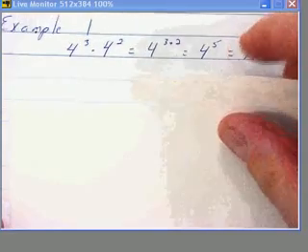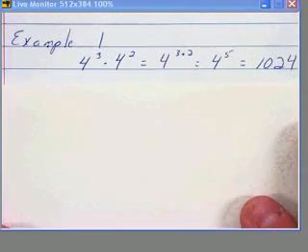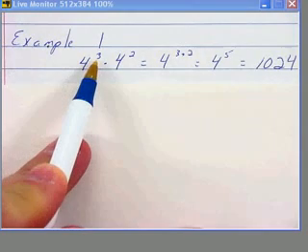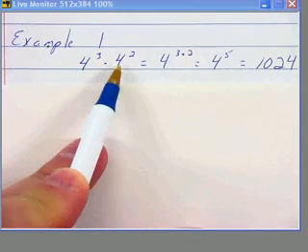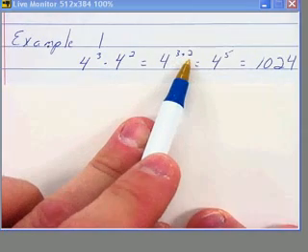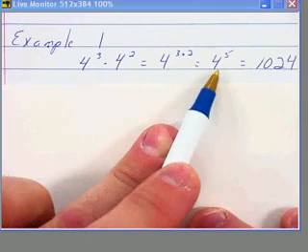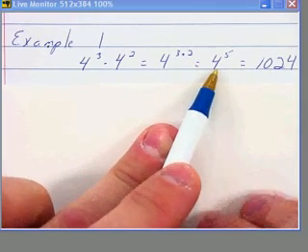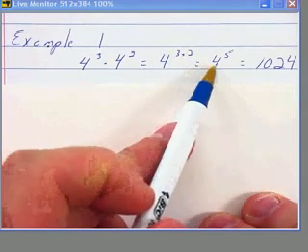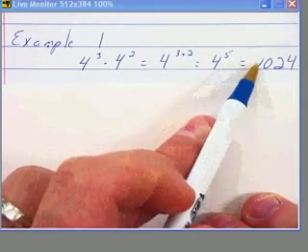Example 1 is the first property, product of powers. 4 to the third times 4 squared is really just 4 to the 3 plus 2, which is 4 to the 5th power. And we could leave it like that, 4 to the 5th, or if it's a relatively small number, you can work that on your calculator. 4 to the 5th is 1024.